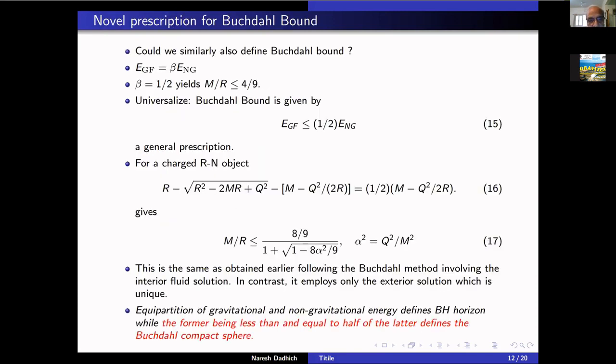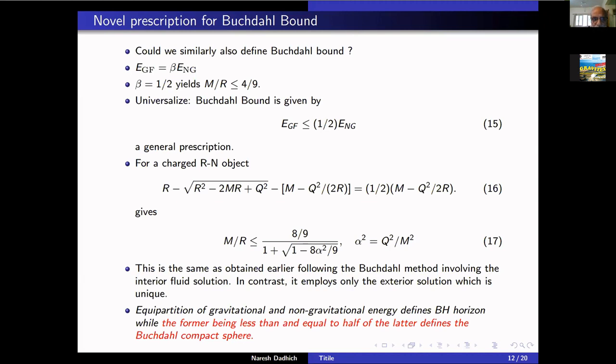So we ask, could we similarly define the Buchdahl bound in terms of the gravitational field energy? Actually this point emerged when I had a chat with Ritu some five or six years back. So let's ask this question. Suppose the gravitational field energy is some constant beta times the non-gravitational energy. What should beta be such that M over R is the Buchdahl 4/9? The answer comes out that beta should be half.